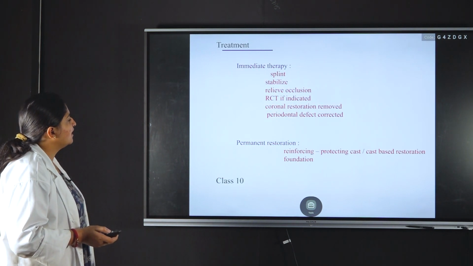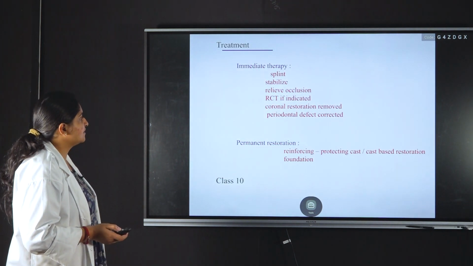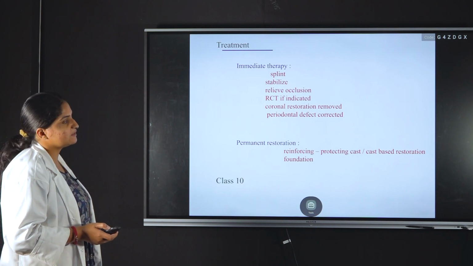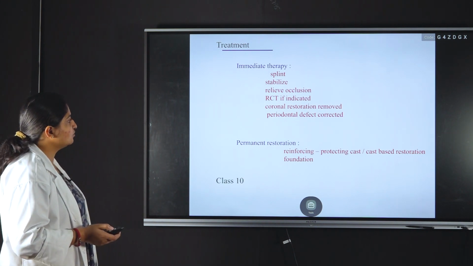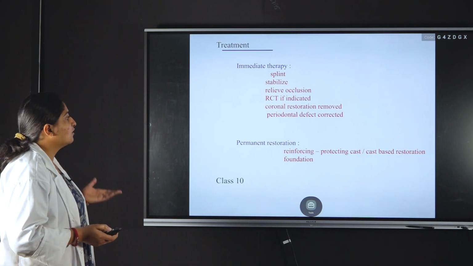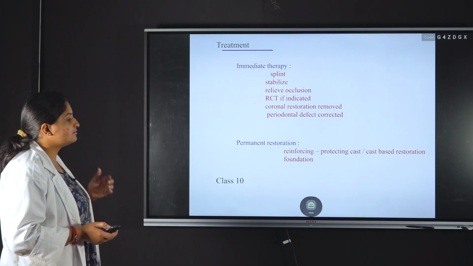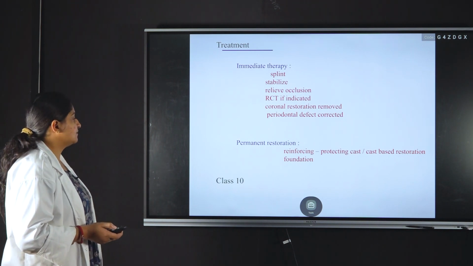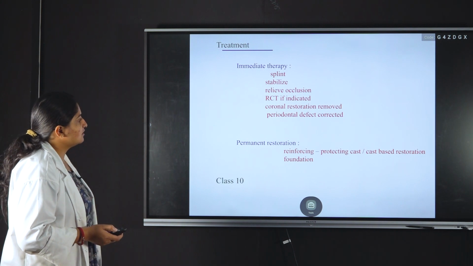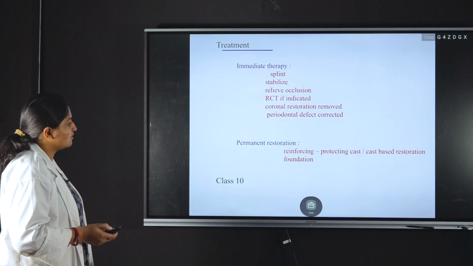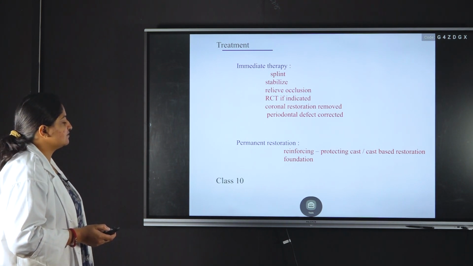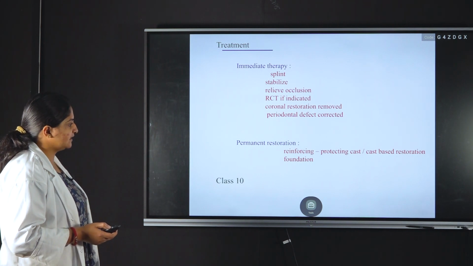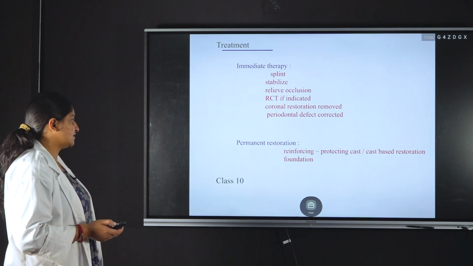Coming to the immediate treatment part, immediate therapy is splinting and stabilizing the tooth and relieving occlusion. Root canal treatment if indicated, if the trauma is severe and the pain is unbearable. Coronal restoration is removed and periodontal defect corrected. Permanent restoration, reinforcing, protecting cast and cast-based restoration and foundation can be given.